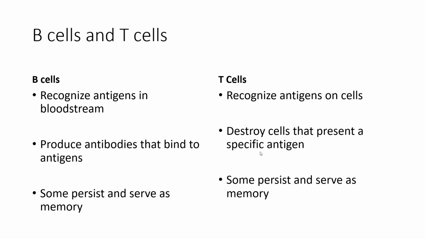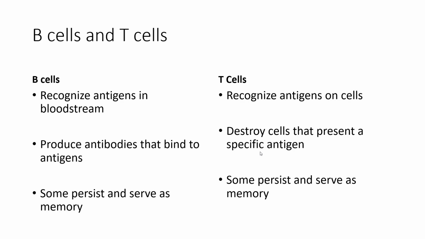Looking specifically at these B cells and T cells, B cells will recognize antigens, or foreign things that need destruction, in the bloodstream. In response, they will produce antibodies that bind to those antigens. This is negative for the antigens because they get bound up and eventually eaten by macrophages. Some B cells will persist after an infection and will serve as memory, thus causing a faster response if the infection occurs again.